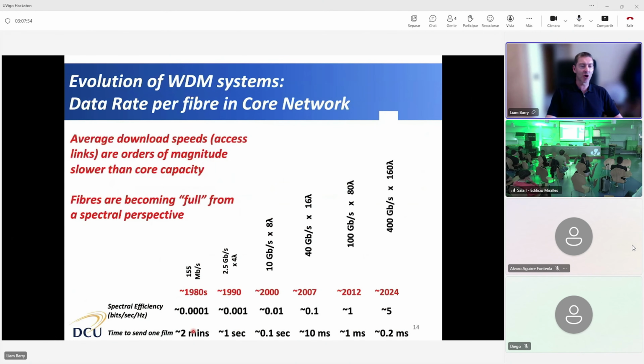The information sent on those core fibers is obviously aggregated from thousands, millions of users. So your average download speed is only a very small fraction of that. But obviously, as your average download speed increases, the total data rate in these fibers that form the backbone of the internet has to increase.